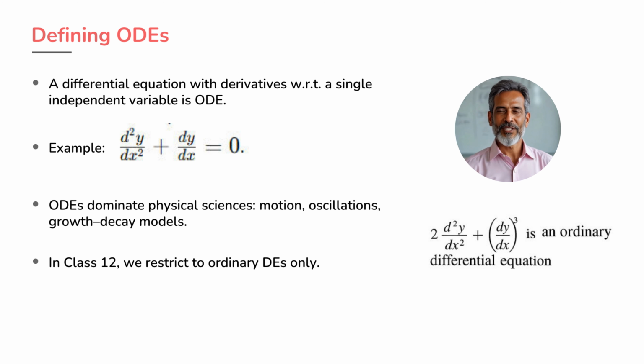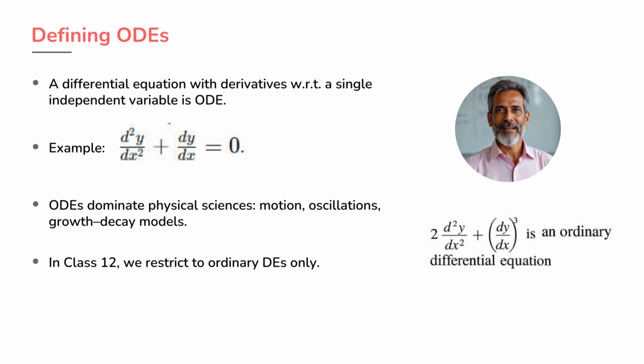If a differential equation has derivatives only with respect to one independent variable, we call it an ordinary differential equation, or ODE. For example, d squared y by dx squared plus dy by dx equals 0. Here, everything is in terms of x. So this is an ODE. Think of real life. The cooling of tea depends only on time. The growth of money in a bank depends only on time. A spring oscillating back and forth depends only on displacement measured with respect to time. All of these are modeled by ordinary differential equations.